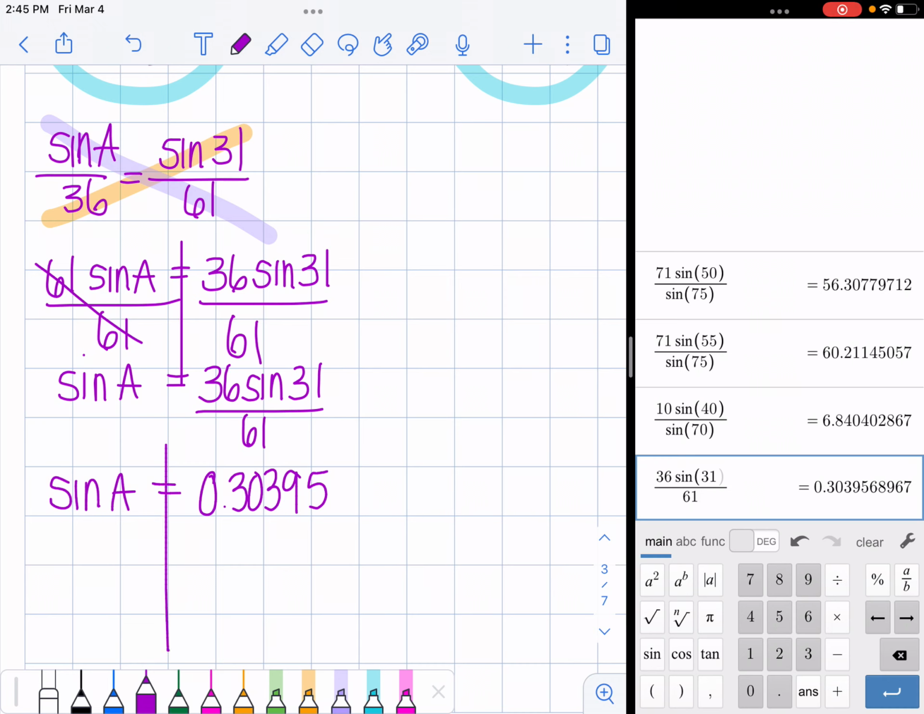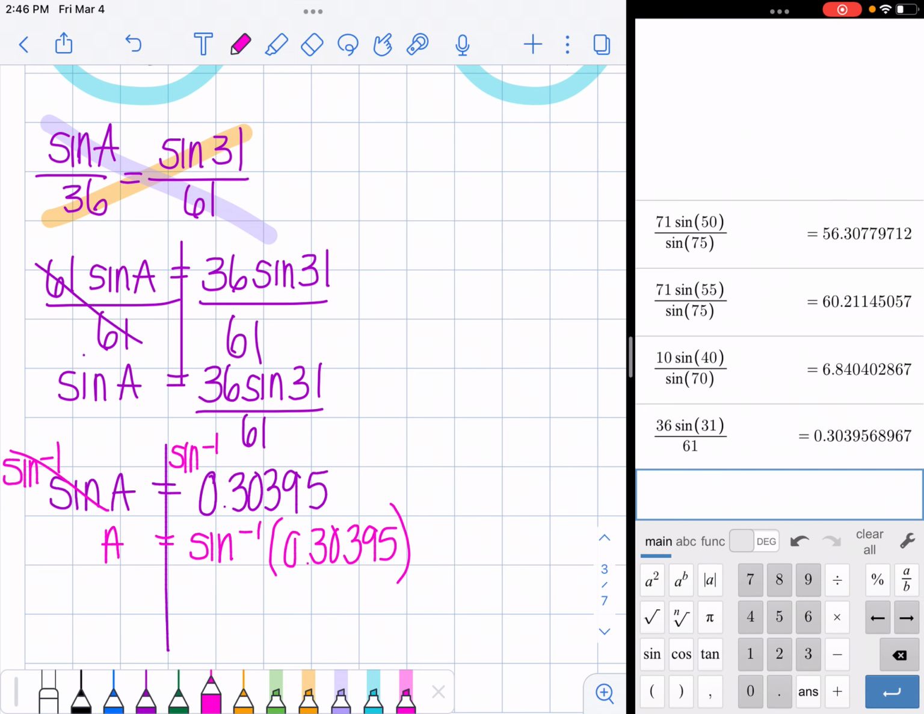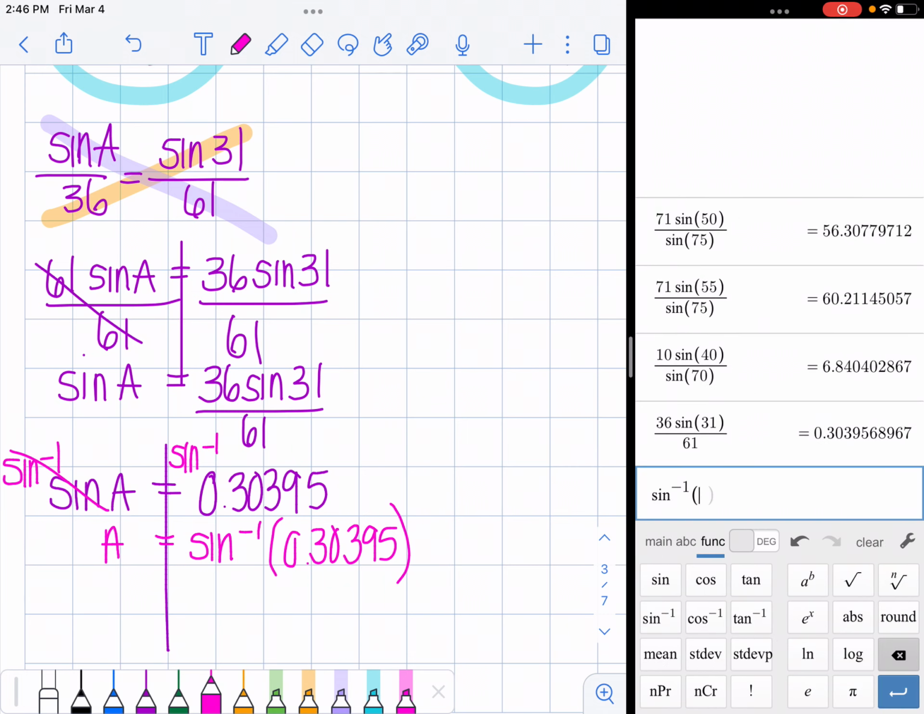Now, my angle is still not on a side by itself, so how do I solve for A? Again, we can't just divide by sine because this has to be the sine of something. So we're going to do what's called the inverse. We're going to take the inverse of both sides like this. The inverse cancels out the function here, so I end up with A is equal to the inverse sine of 0.30395.